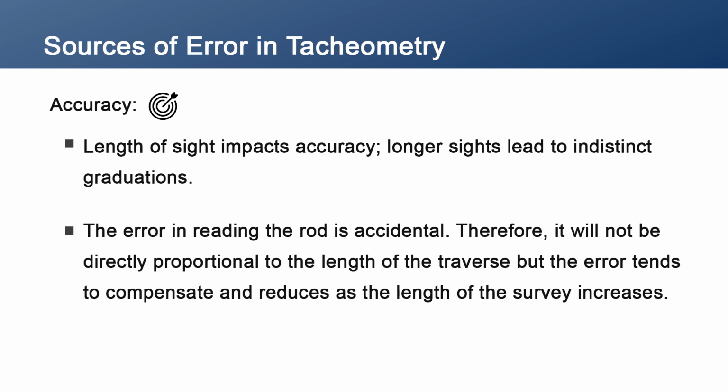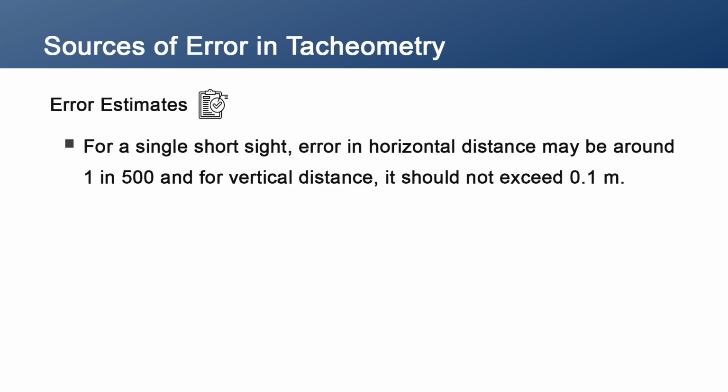The error in reading the rod is accidental, therefore, it will not be directly proportional to the length of the traverse, but the errors tend to compensate and reduce as the length of the survey increases. So when you are working on a single short sight, under normal conditions for ordinary angles of inclination, the expected error in the horizontal distance may be in the order of 1 in 500, and for vertical distance it should not be more than 0.1 meter.